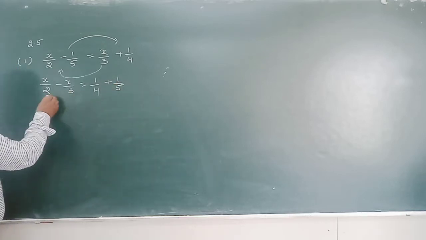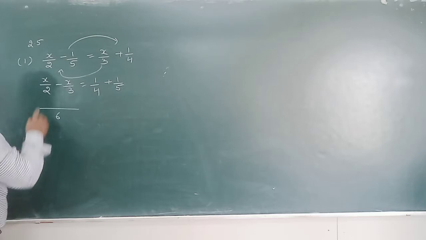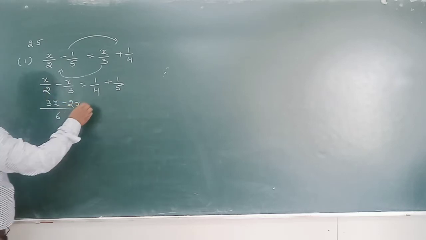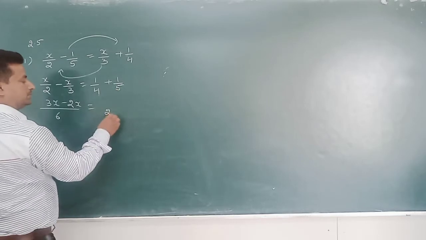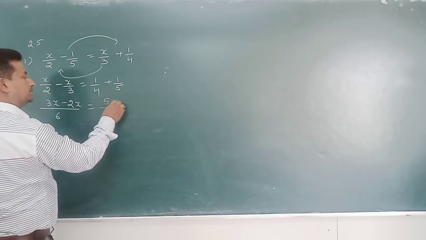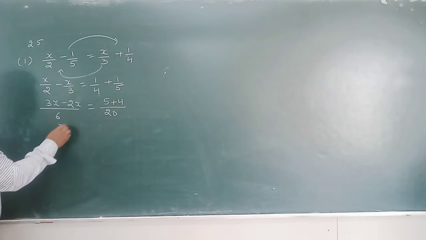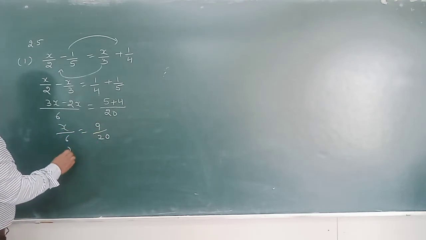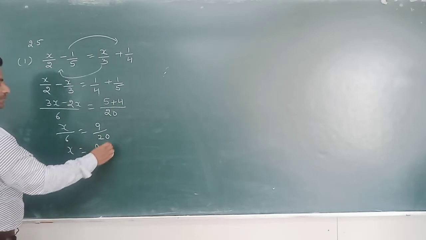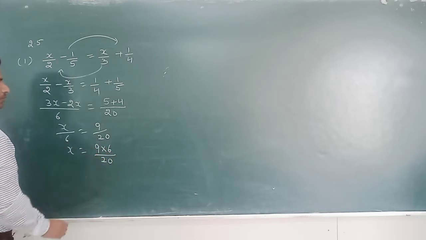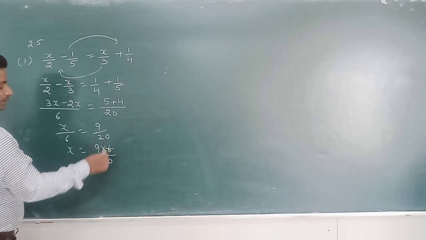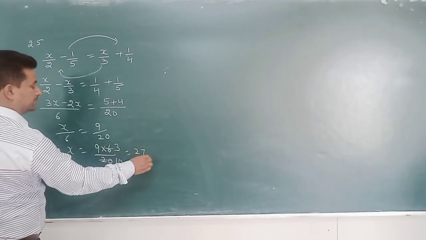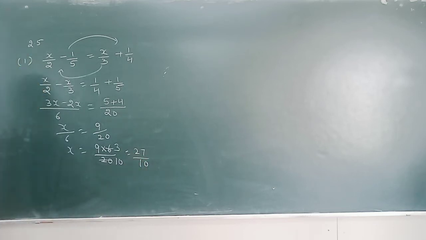Take LCM of 2 and 3, which is 6. So this is 3x minus 2x. Take LCM of this, which is 20, and this is 5 plus 4. So x upon 6 is 9 by 20. Then x is 9 into 6 divided by 20. So this is 3, this is 10. So 27 by 10 is the value of x.